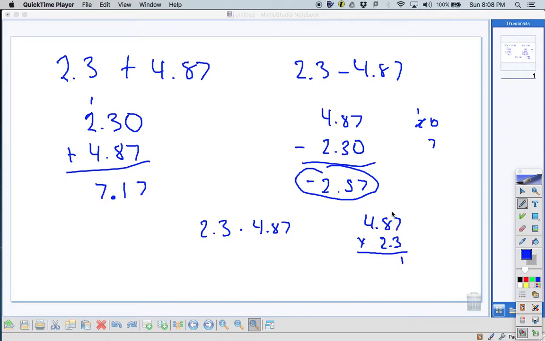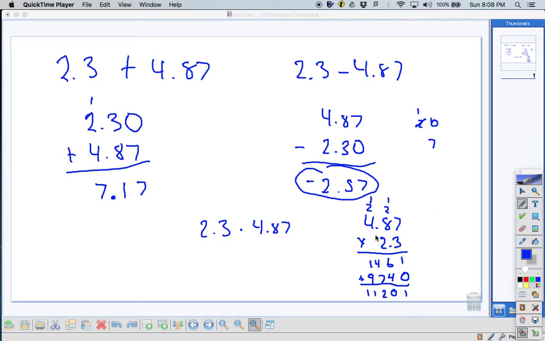7 times 3 is 21, carry the 2. 8 times 3 is 24, plus that 2 is 26. And 4 times 3 is 12, plus the 2 is 14. And in the second column, you add a 0 when you move over, and we got 7 times 2 is 14, carry the 1. 8 times 2 is 16, plus that 1 is 17, carry another 1. And 4 times 2 is 8, plus that carried 1 is 9. And we will add those up, and you get 1. This is a 10, so we have a carried 1, so 7, 8, 9, 10, 11, 12. Another carried 1 will give us 11.